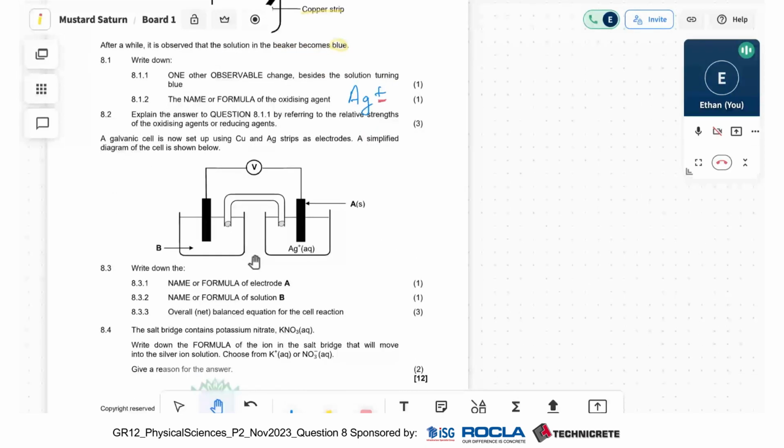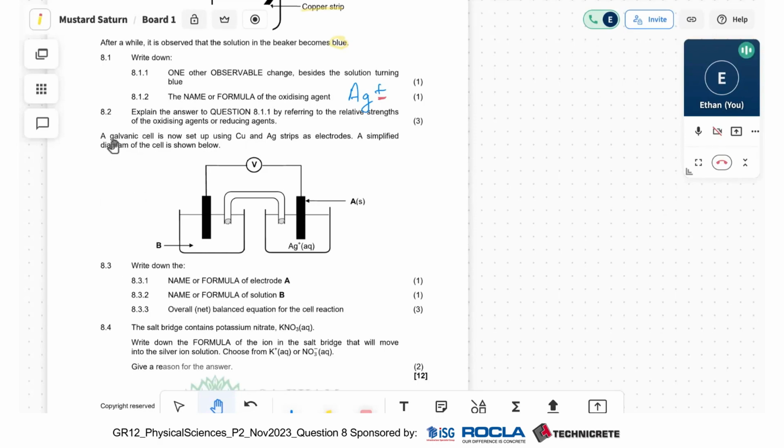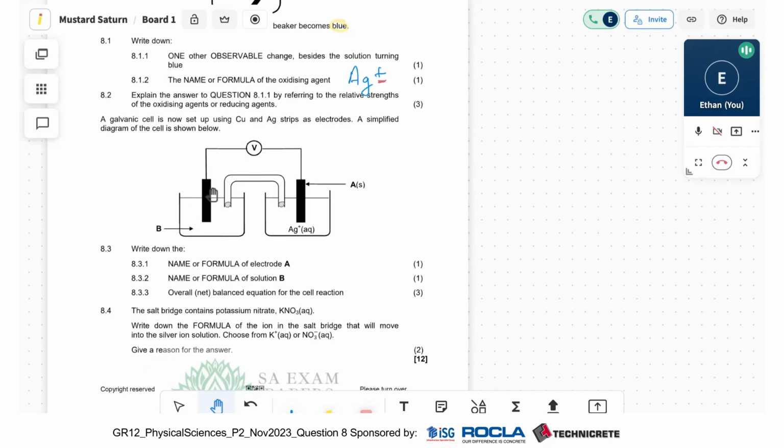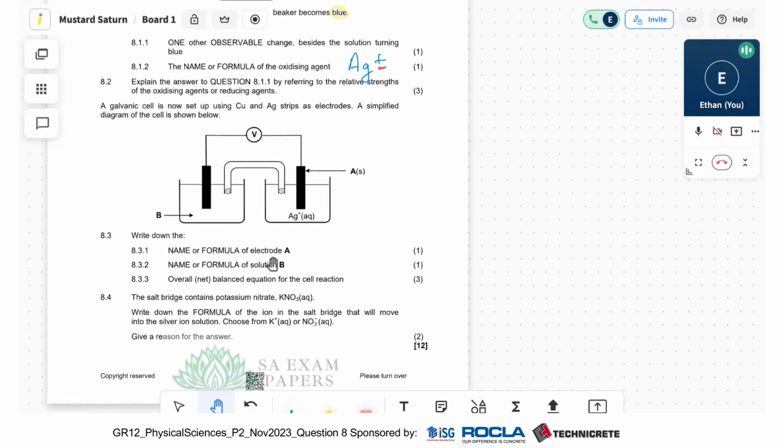Moving on to 8.3. A galvanic cell is now set up using copper and silver strips as electrodes. A simplified diagram of the cell is shown below. So we have our 2 electrodes. It seems they don't tell us which is which. We have a voltmeter, we have a salt bridge, and we have our electrolyte. So it seems they've told us that for the one electrode, the electrolyte is silver plus, and we don't know what the second is.